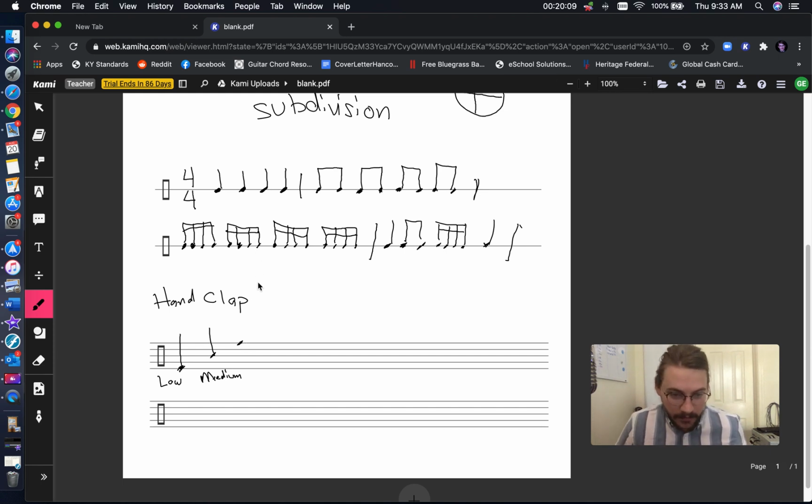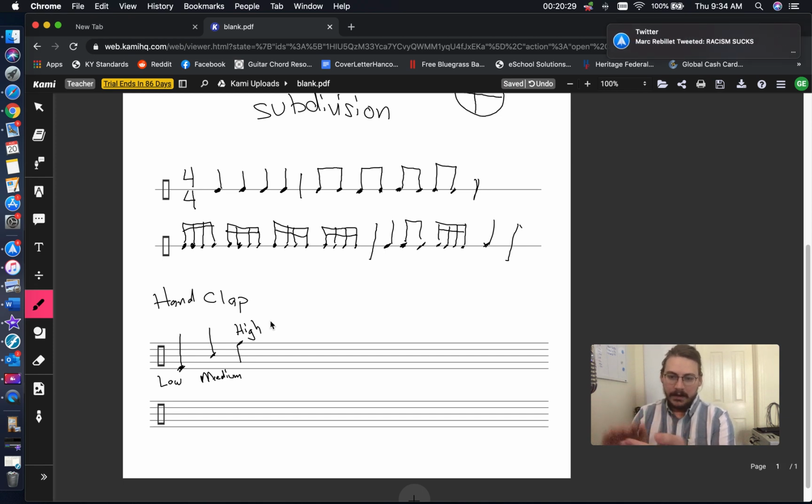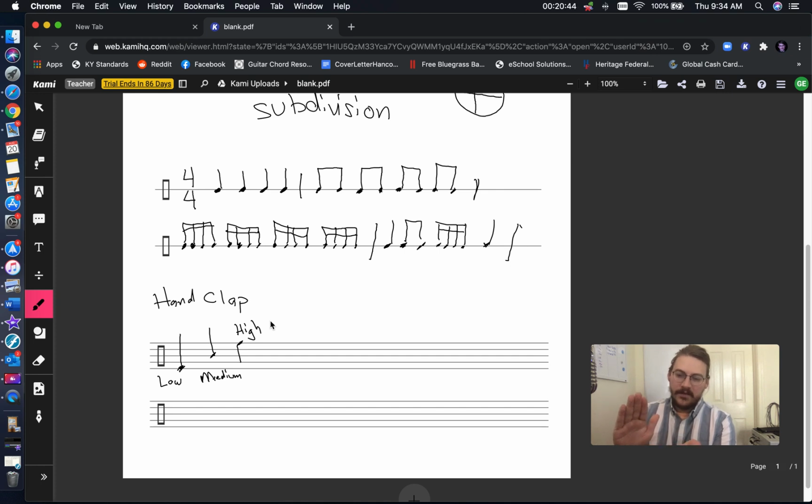Next one, if you can guess what you think it is, our high sound. The way we do our high sound is fingers to fingers. So to review those, we've got low, cup to cup, medium, fingers to palm, and high, fingers to fingers.